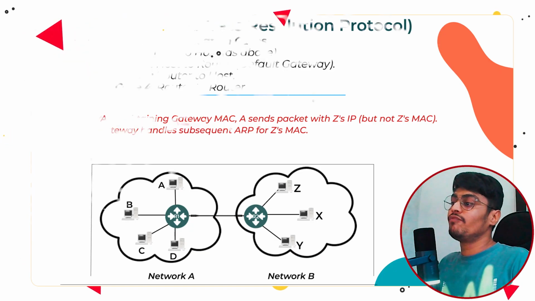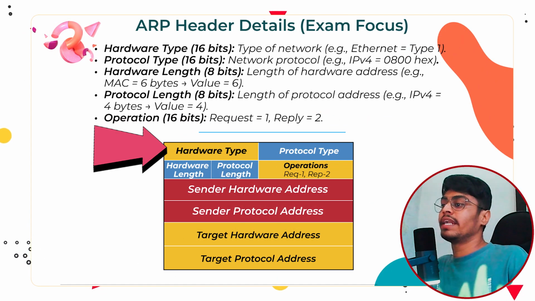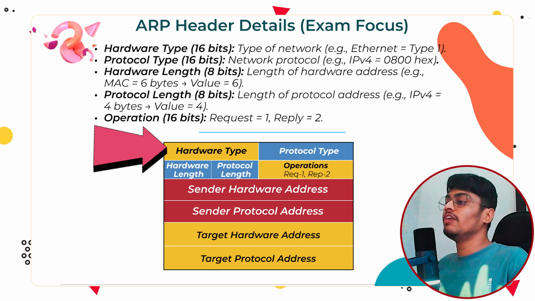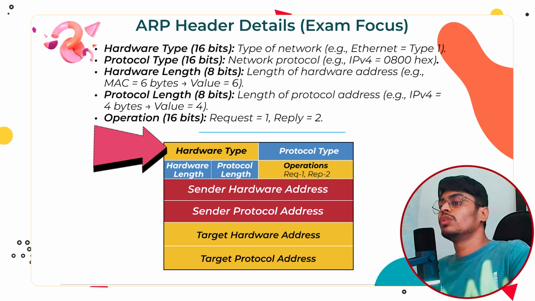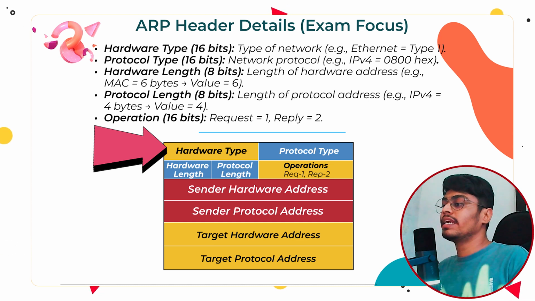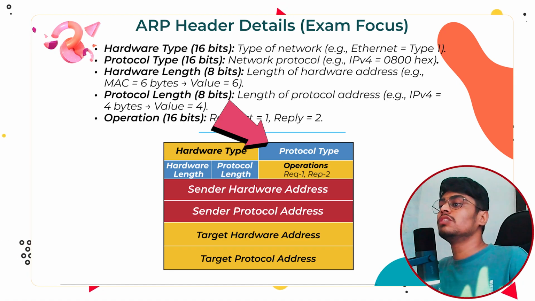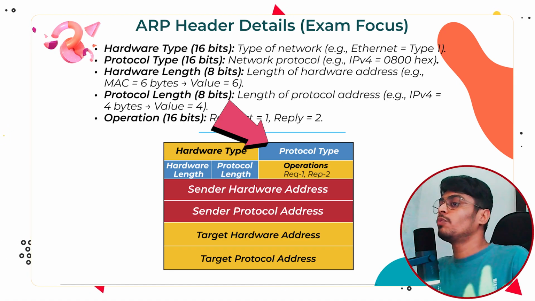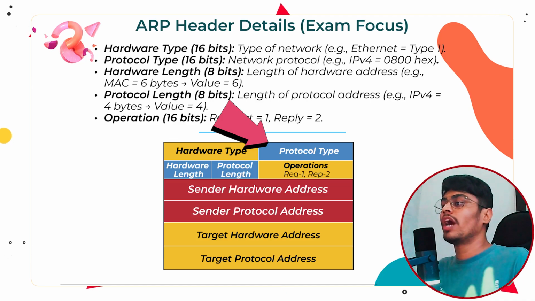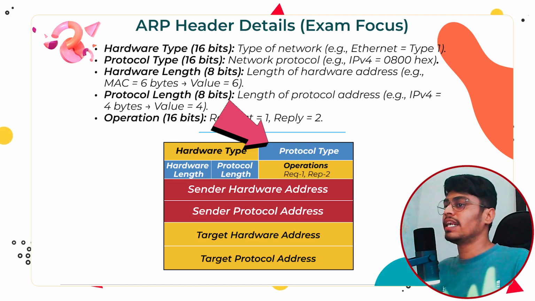Now finally, if we talk about the header information, hardware type is a field of 16 bits. If we are using Ethernet, the type of Ethernet is 1. So in that case we will input Ethernet type as 1. Then protocol type is also a field of 16 bits. Which protocol? Either you are using IPv4 or IPv6. If you are using IPv4, then 0800. This is the hexadecimal value.